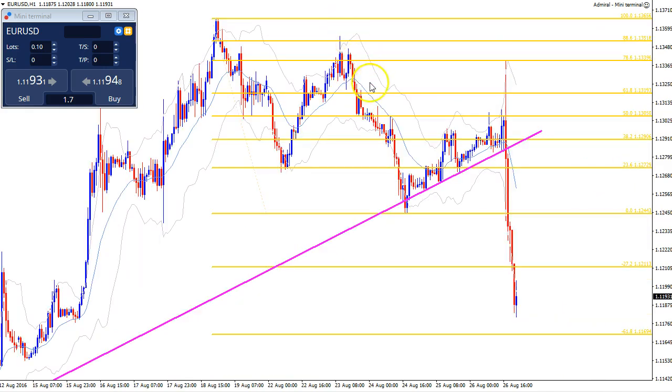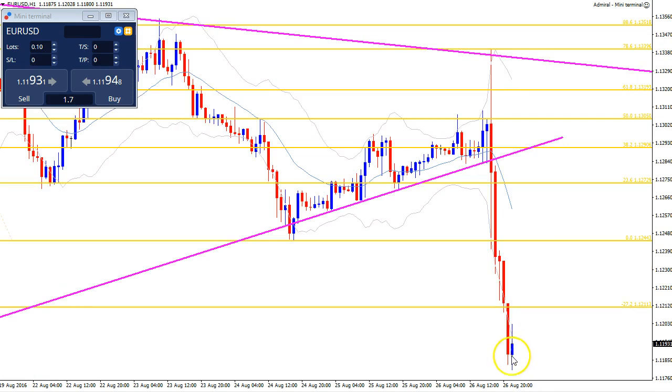So if we zoom into the hourly, you can see basically the three-wave motion here, the correction up, and price respecting this resistance as well. So yeah, let's see. We got a bit of a bullish candle here on the hourly already. Not sure if that's enough.